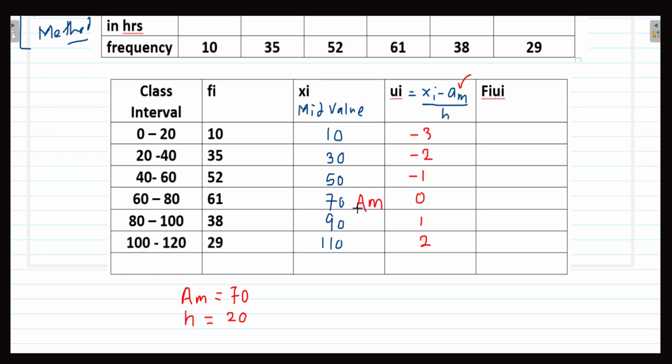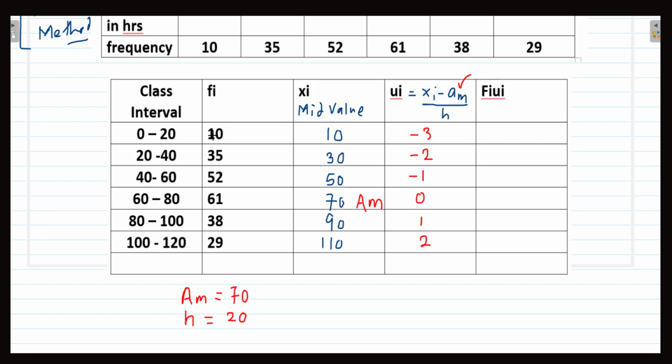Where there is the assumed mean, here 70 is the assumed mean, so its ui will always be 0. Remember, it will always be 0. Then on the upper side go on writing -1, -2 and -3, and in the downward direction, below 0, go on writing 1, 2, 3, 4 likewise. Now you have got ui, you have got fi, then take the product of fi ui.